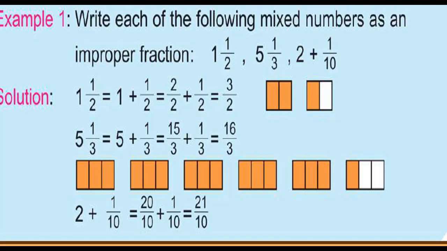Also 2 plus 1/10 equals 20 over 10 plus 1 over 10 equals 21 over 10. Write the denominator as it is, then add the numerators.